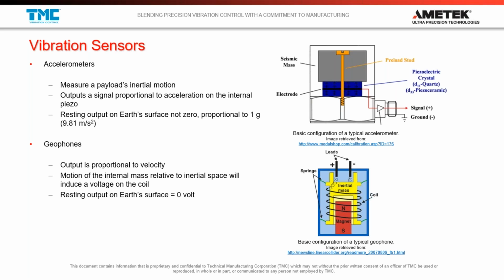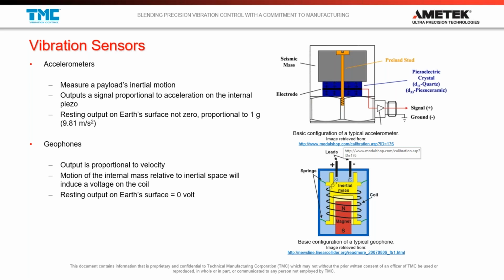There are 2 types of sensors commercially available for measuring vibration: accelerometers, which are mostly piezo-based, and geophones, which are typically based on a solenoid. An accelerometer outputs a voltage or signal proportional to the acceleration on the internal piezo. At rest, that piezo is always experiencing a force from the Earth's gravitational field, and it's always outputting a signal proportional to that.